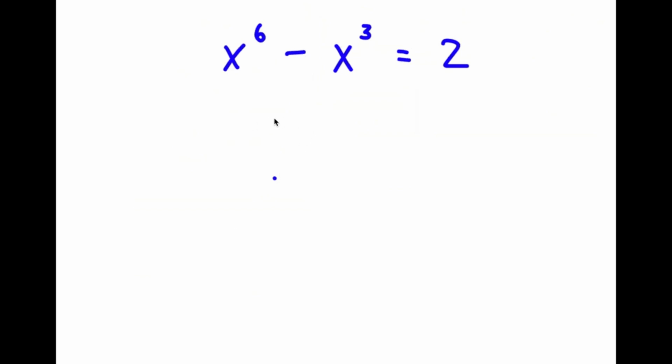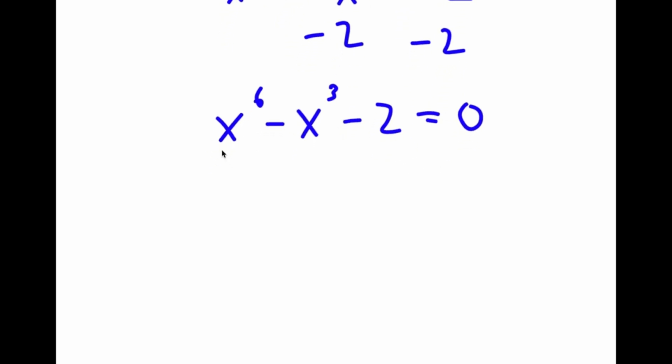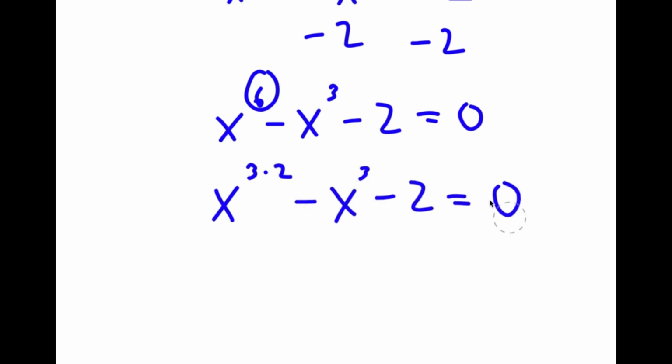Alright, so in this problem, I have x to the power of 6 minus x to the power of 3 is equal to 2. So I'm going to first start by subtracting 2 on both sides. So now I have x to the power of 6 minus x to the power of 3 minus 2 is equal to 0. Now I'm going to write 6 here as 3 times 2. So now I have x to the power of 3 times 2 minus x to the power of 3 minus 2 is equal to 0.